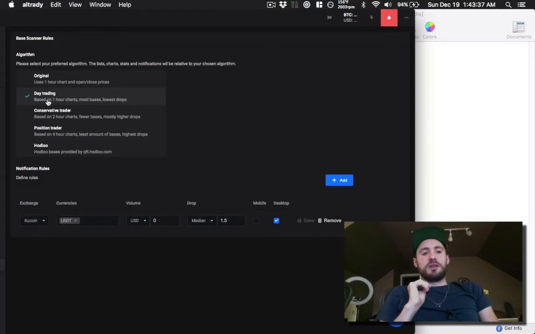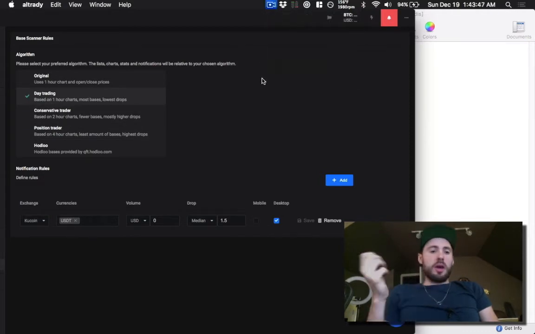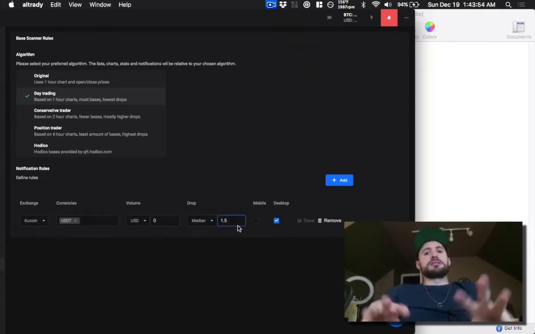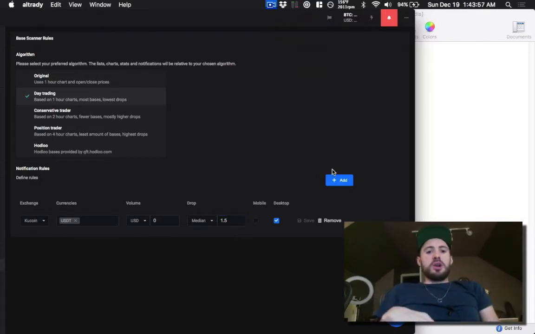So if you have day trading and you're getting these alerts, which, hold on one second. Okay. Yeah. So when you're getting these alerts with day trading and you have the median at 1.5, that's usually a great place to nibble. But you can also add multiple versions of this, and it's just sick. Okay. This just has to be covered right here.